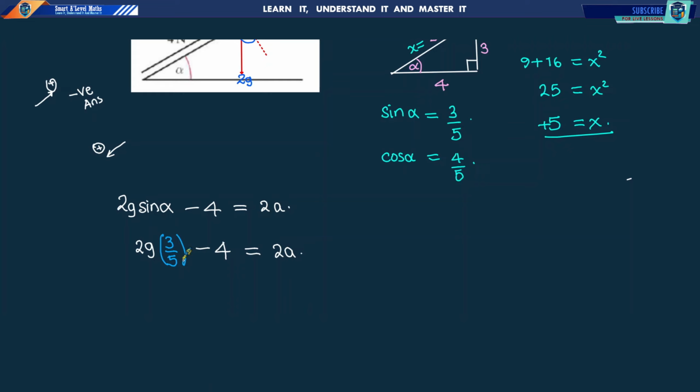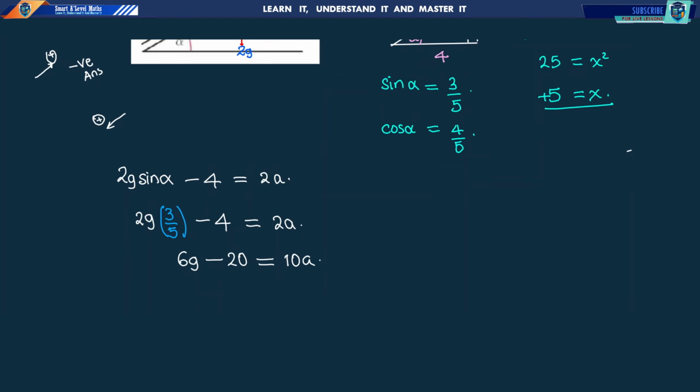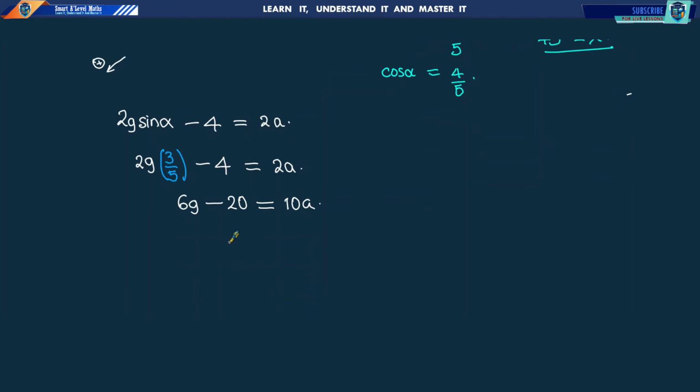So let's go ahead and simplify this. I don't want to work with this denominator, so we can multiply throughout by 5. Then when you multiply by 5, of course this term, the 5 will disappear, and we just have here 2 times 3, that is 6, and we have our g. Then 5 times 4, we get minus 20. Then this is equals to 10a. So our main interest is to get a. We're going to divide both sides by 10.